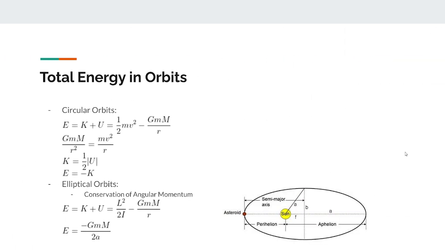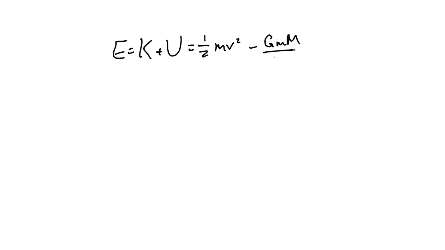Alright, so the total energy in orbits, right? So we have circular orbits and elliptical orbits, and I might just prove this if I have the time to do so. So, remember that our total mechanical energy is going to be equal to our kinetic energy plus our potential energy, right? And so in this case, our potential energy is, as stated before, negative GMm over r. And so that's going to make this equation equal to 1 over 2 mv squared minus G little m big M over r, right?